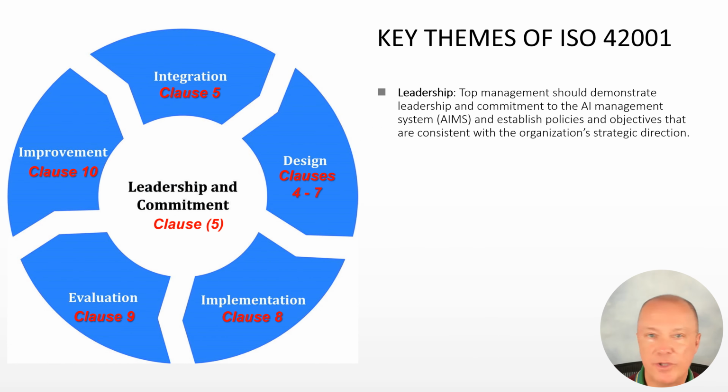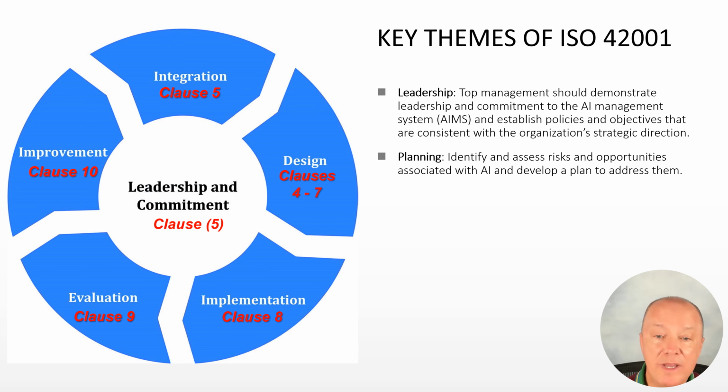The key themes of ISO 42001 begin with leadership and commitment. After all, top management needs to demonstrate leadership and commitment to the AI management system in order to establish the policies and objectives for the management system that are then tailored and fit for purpose to the organization's overall strategic direction. After all, it's important to ensure that our AI management system supports our unique goals and objectives for our organization. And so this entire program is going to be custom tailored to be fit for purpose to our organization, and it's up to leadership to make that happen.